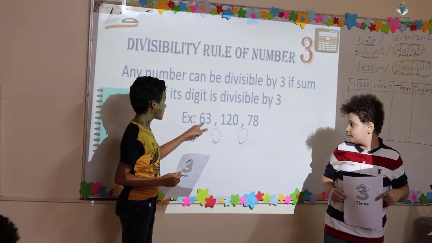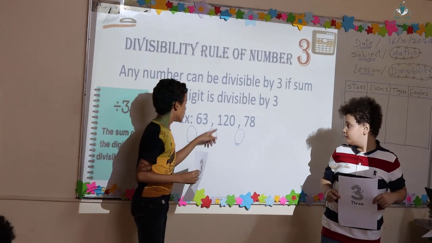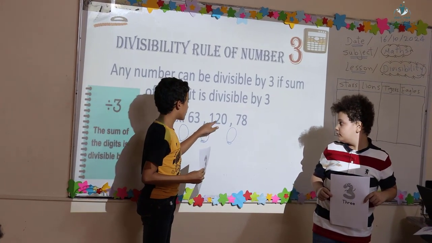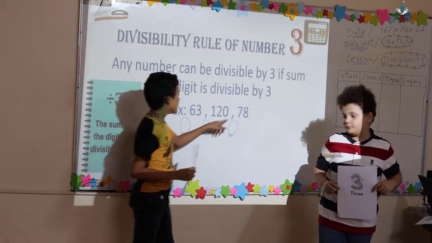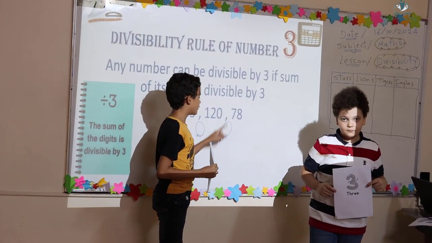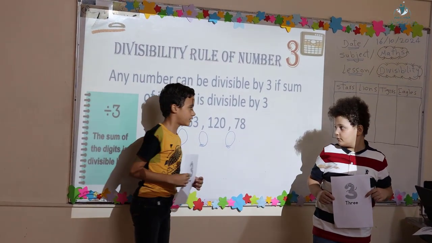Here 6 plus 3 equals 9. 9 is divisible by 3. 120: 1 plus 2 equals 3. 3 is divisible by 3. 78: 7 plus 8 equals 15. So 15 is divisible by 3.